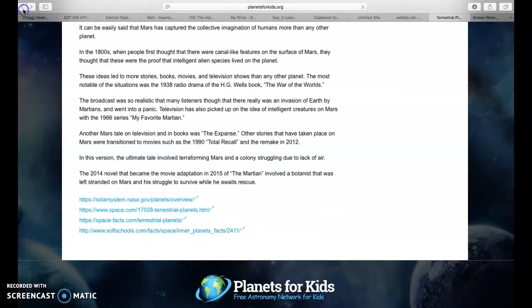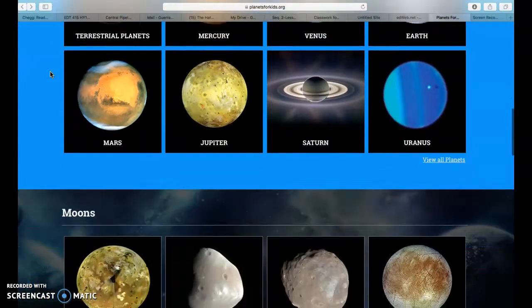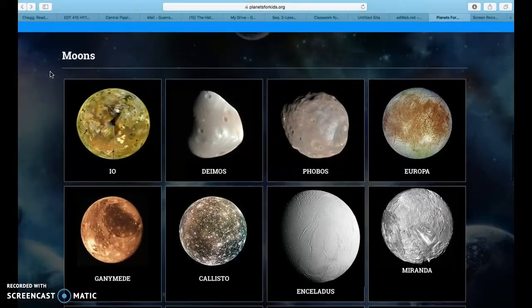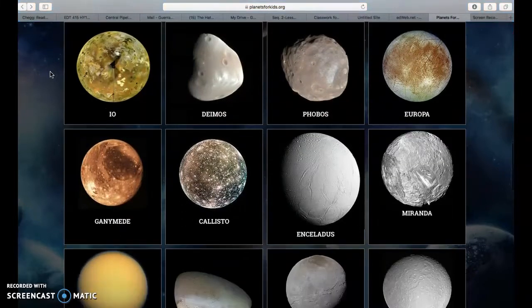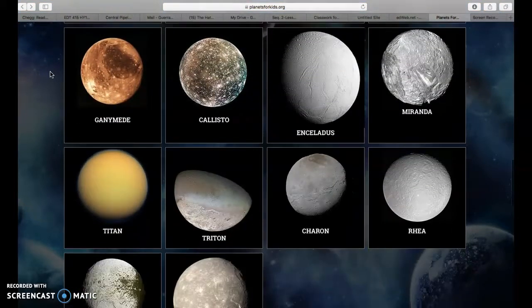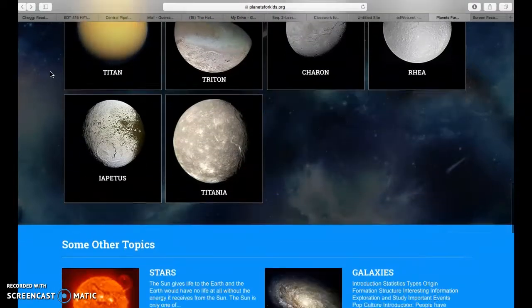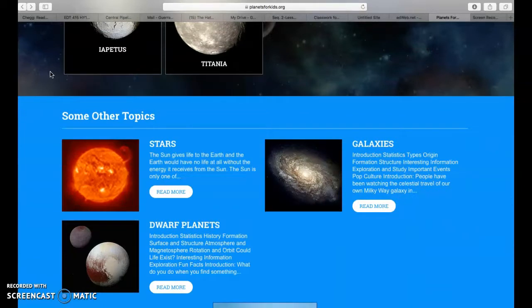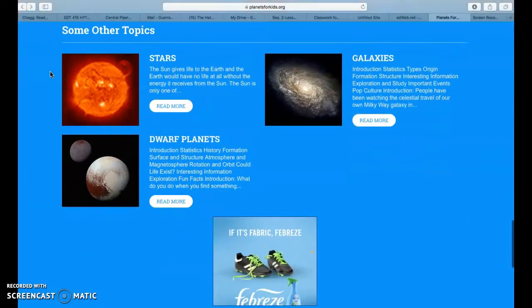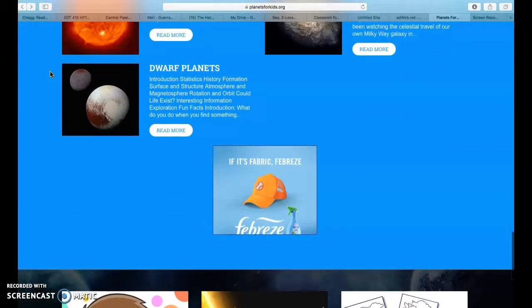If I go back to the main page of this resource, it will also give me an in-depth explanation of all the moons that we find. This can easily be adapted for a moon lesson. The other topics that Planets for Kids explores are stars, galaxies, and dwarf planets, since these also make up our solar system.